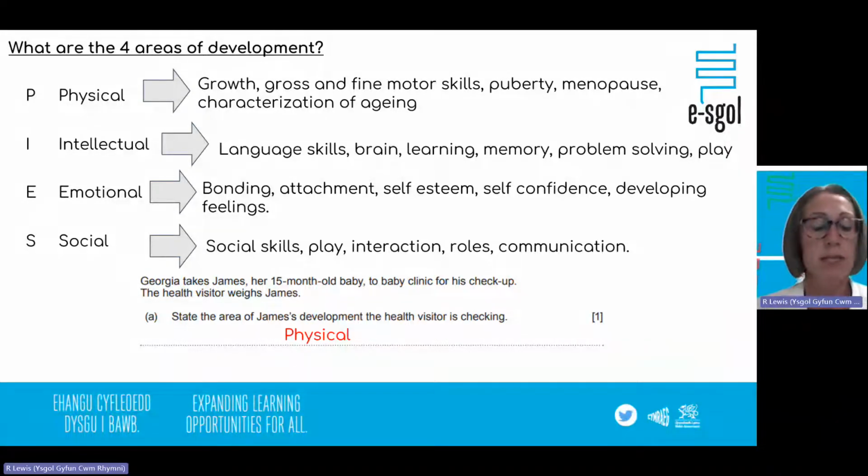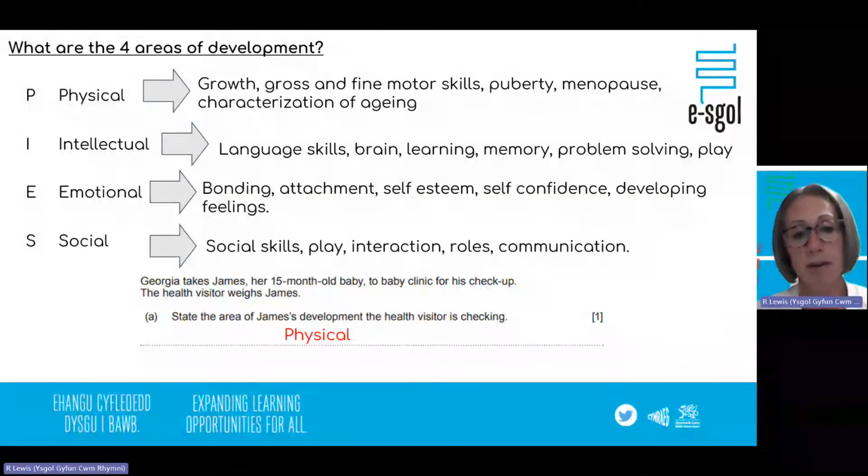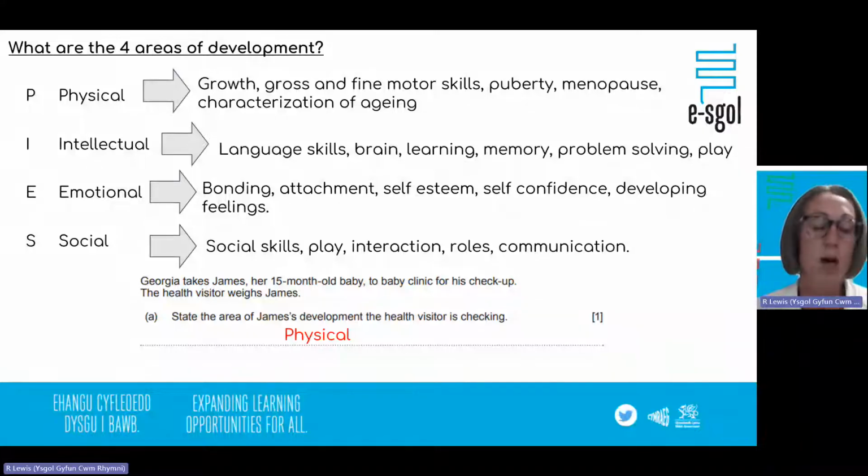Okay. A question which easily could arise in terms of assessing your understanding of an area of development, a low value question, would be, if we go back to the question with the growth, Georgia's taking James, a 15-month-old baby, to the baby clinic for a checkup. The health visitor weighs James. Okay, state the area of James's development the health visitor is checking. So obviously here we are checking for his physical development to see whether he is growing as expected. Okay. So obviously I'd appreciate physical as an answer there.